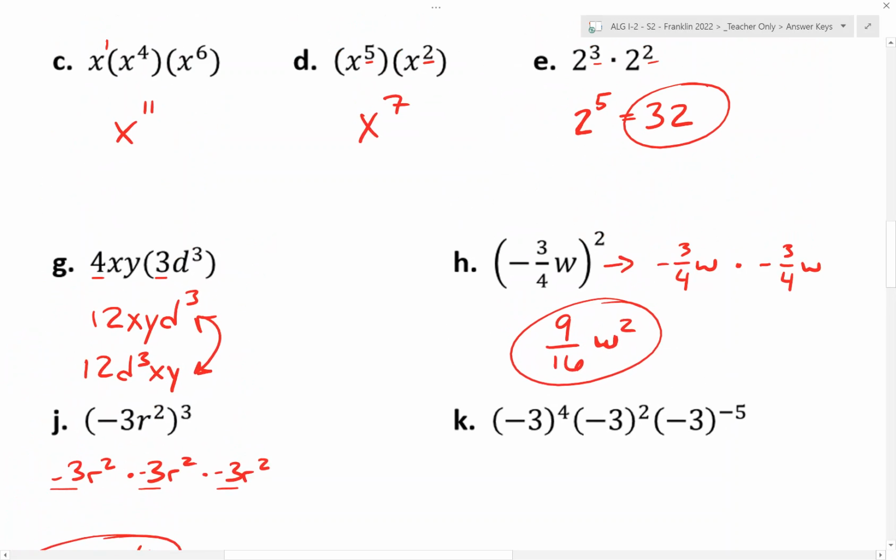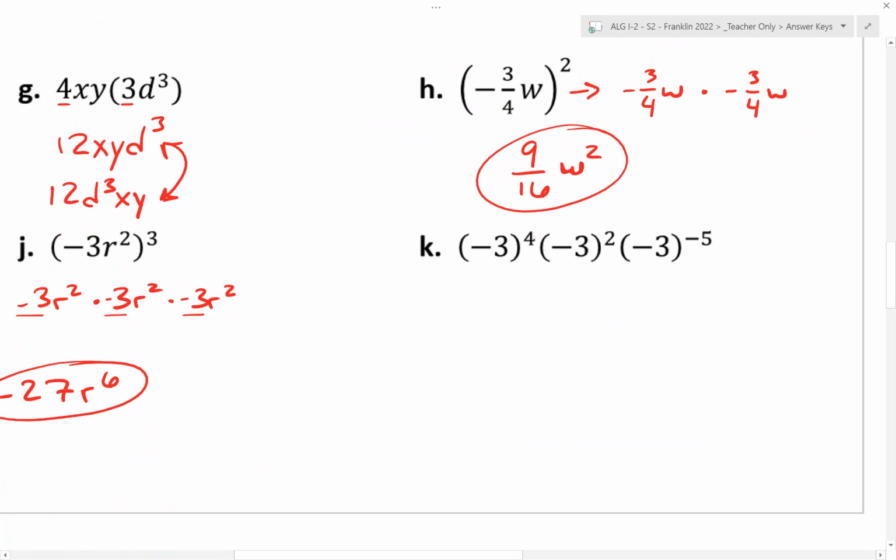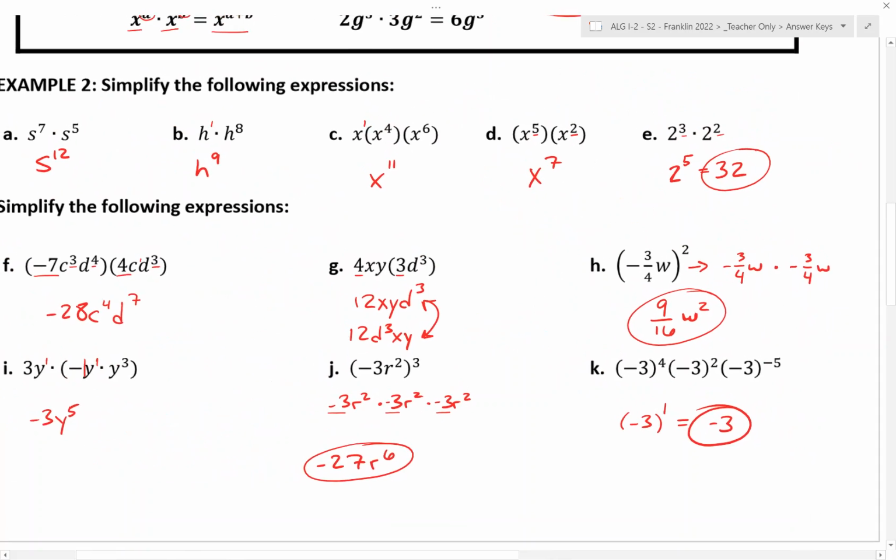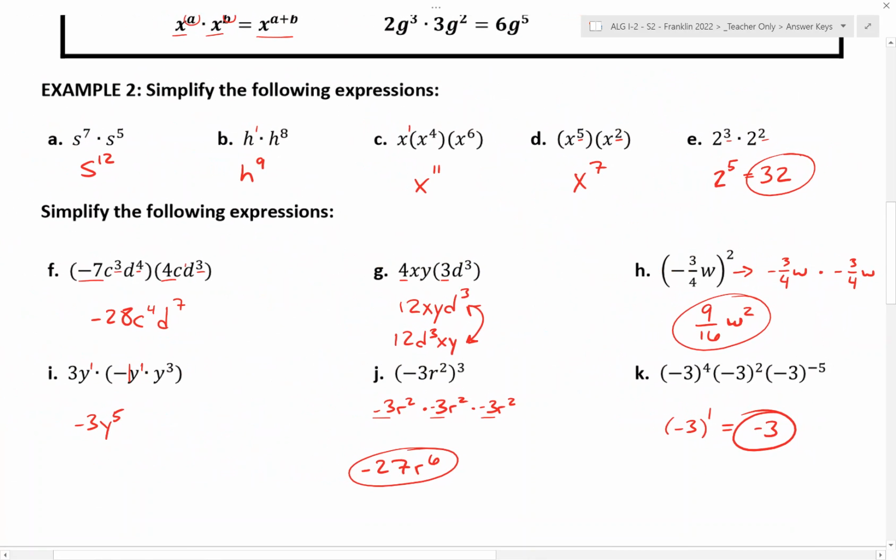K here is similar to E from above. Keep the base the same. Here the base is negative 3. Then we add these up. 4 plus 2 is 6 minus 5, or 6 plus negative 5 is 1. So negative 3 to the first power is just negative 3. So there you have it. General rule there, the basics of it. Multiply coefficients, add the exponents.